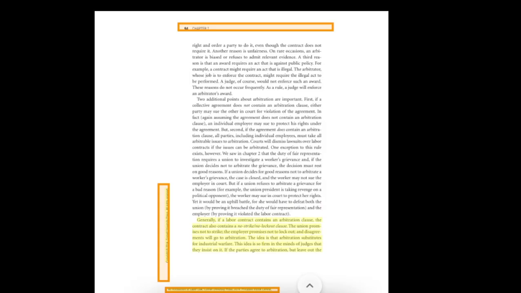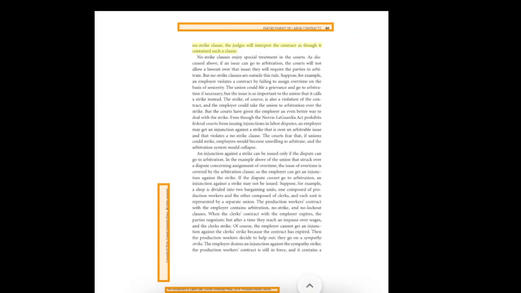Generally, if a labor contract contains an arbitration clause, the contract also contains a no-strike, no-lockout clause. The union promises not to strike, the employer promises not to lock out, and disagreements will go to arbitration. The idea is that arbitration substitutes for industrial warfare. This idea is so firm in the minds of judges that they insist on it. If the parties agree to arbitration, but leave out the no-strike clause, the judges will interpret the contract as though it contains such a clause.